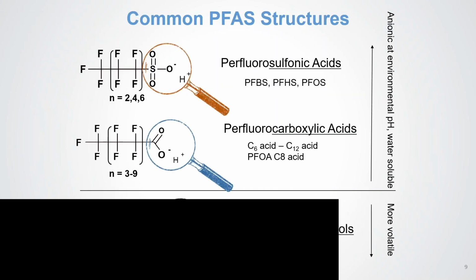To give you another overview of what these structural components are, these are the sulfonic acids. Sulfonic acids have the sulfate group on the end. The carboxylics have a carboxylic acid on the end, but there's also an important class of compounds called fluorotelomer alcohols, which are a precursor to some of these compounds. And these result in higher mobility and the potential for volatility as well.